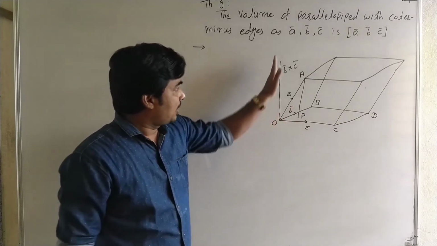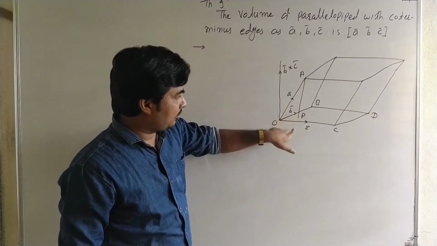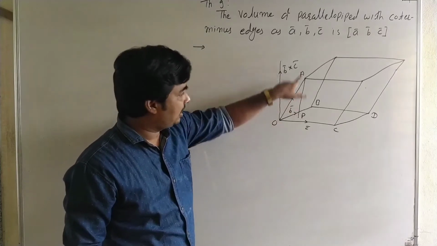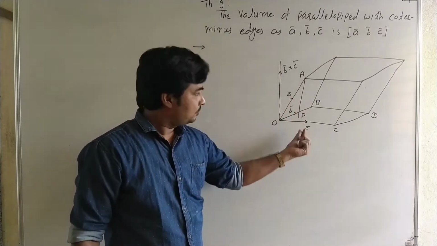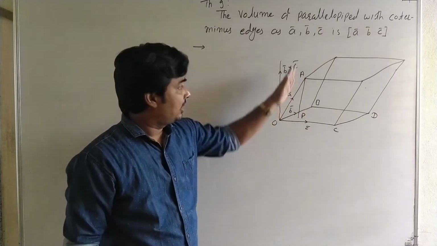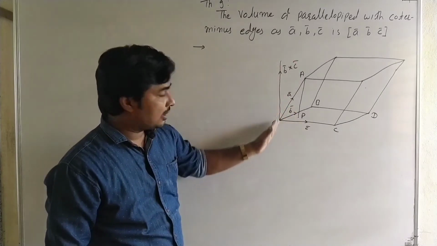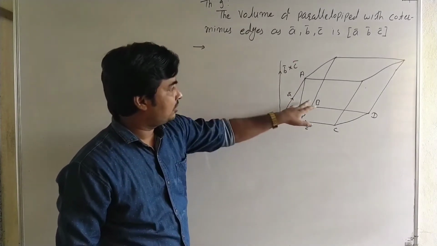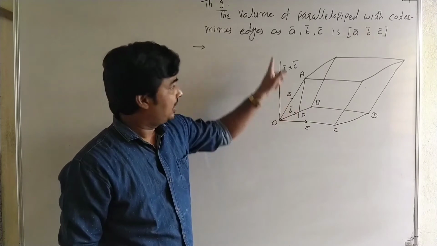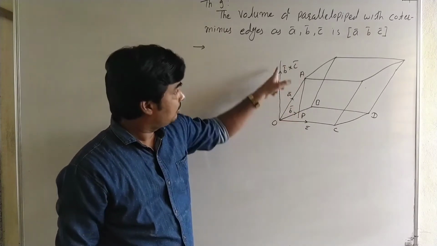Now b bar cross c bar is perpendicular to the plane of b bar and c bar, and AP is also perpendicular to b bar and c bar. AP is also perpendicular and b bar cross c bar is also perpendicular, that means the two vectors AP and b bar cross c bar are parallel.